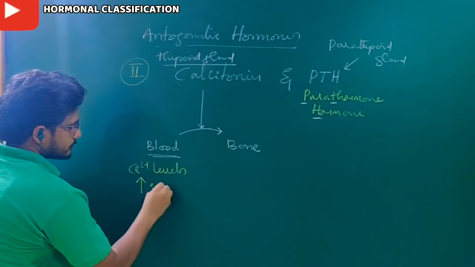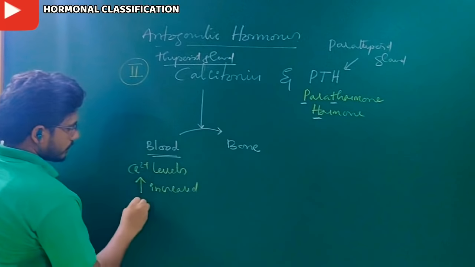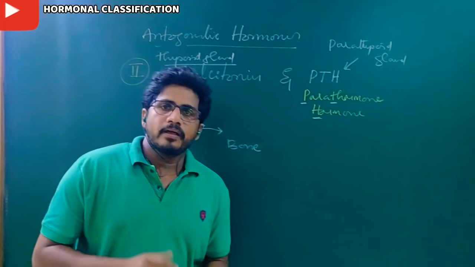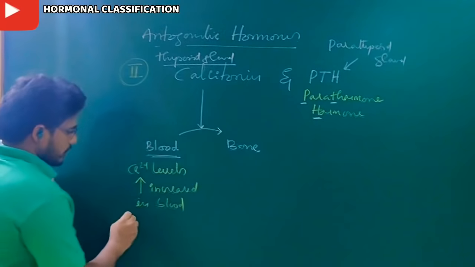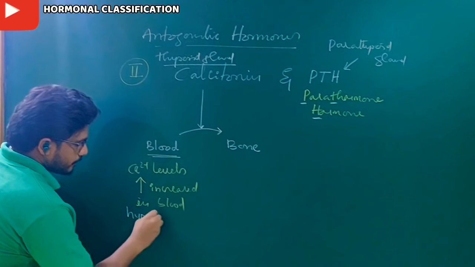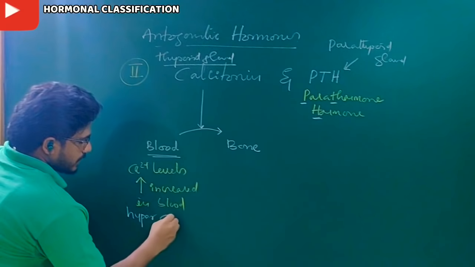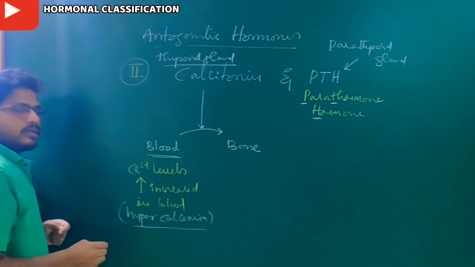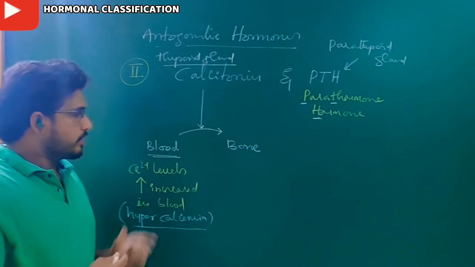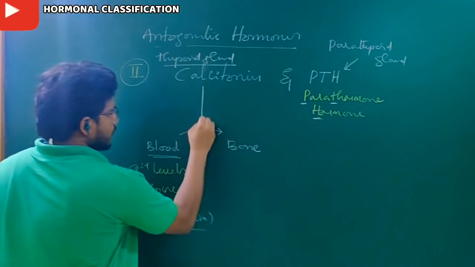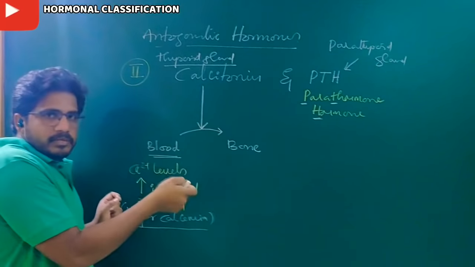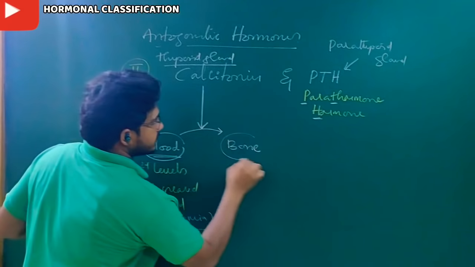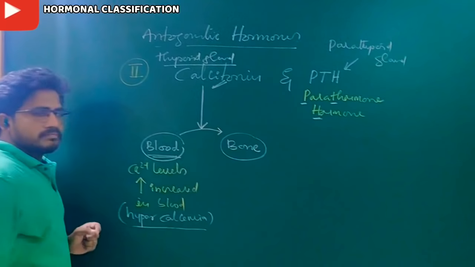But here, when calcium levels are increased in the blood, that condition is called hypercalcemia. Hyper means extra, over the percentage. Calcemia: calcium in the blood, its level is increased, is the meaning. At that time, calcitonin will come, pick up the excess calcium from the blood and place it in the bone. That is the function of calcitonin, nothing other than that.